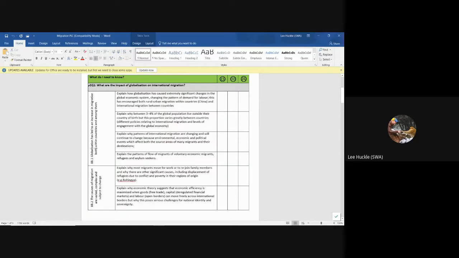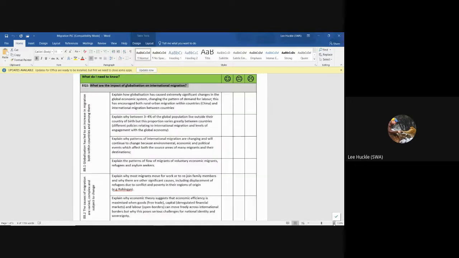So as this recording is for inquiry question 1, here is the inquiry question 1 question. What are the impacts of globalization on international migration? Now, that is broken down into these key parts here. I'm going to just zoom in on this a little bit.